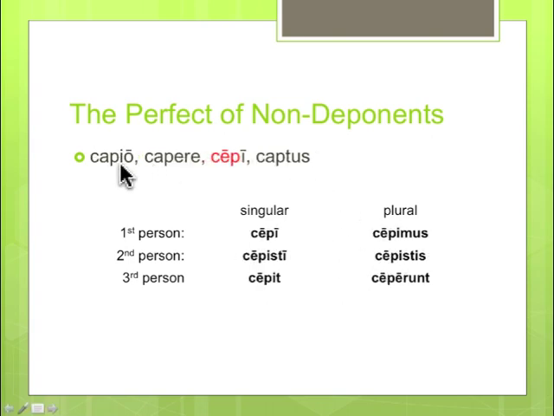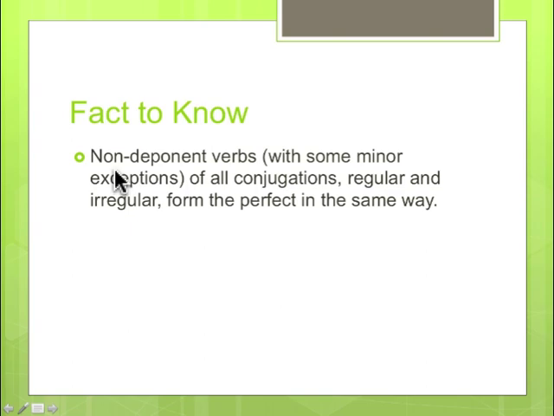Let's do that again. Let's look at the verb capio, capere, cepi, captus. Again, we remove the long i from the third principal part. We get the stem cep-, to which we add the endings: cepi, cepisti, cepit, cepimus, cepistis, ceperunt. Non-deponent verbs, with some minor exceptions, of all conjugations, regular and irregular, form the perfect in the same way.